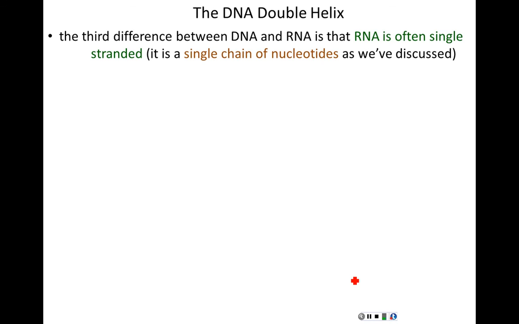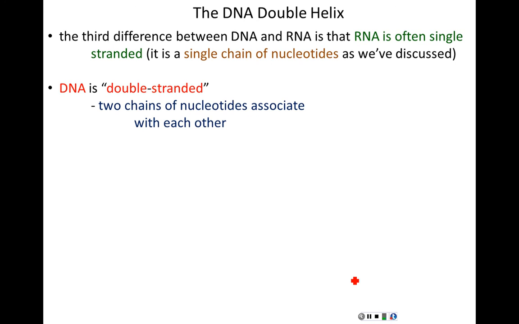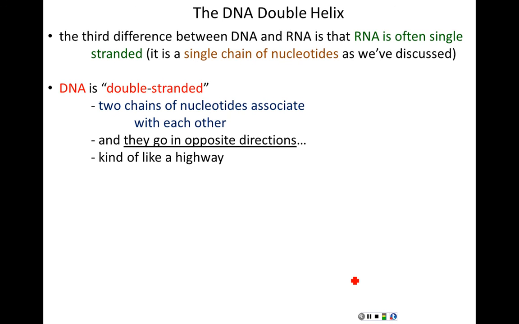Okay, so now what can we do? We've gone all the way to making single strands of DNA. The third difference between DNA and RNA, and the last one that we'll talk about in this lecture, is that RNA is often single-stranded. It is a single chain of nucleotides, as we've been showing and discussing all lecture here, whereas DNA is, of course, a double-stranded molecule. DNA is actually composed of two independent and distinct chains of nucleotides, each with their own phosphate sugar backbone, associating with one another. These chains go in opposite directions.